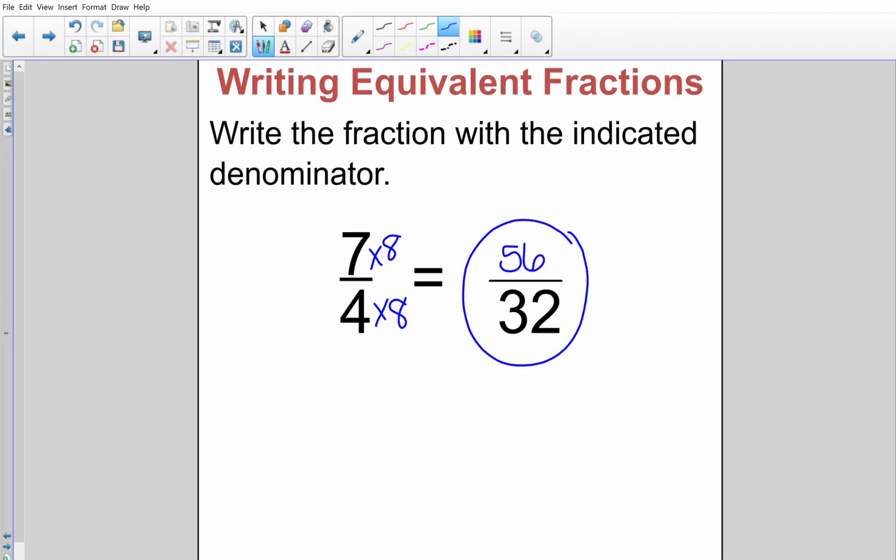So 56 over 32 is my equivalent fraction. Now I'm not going to reduce that. If I do, I take it right back to 7/4, which defeats the purpose. So we want to keep our new fractions. This is the only time we're not reducing in that new form, because the goal is to get it into that new equivalent fraction.